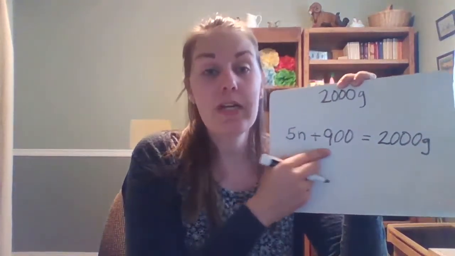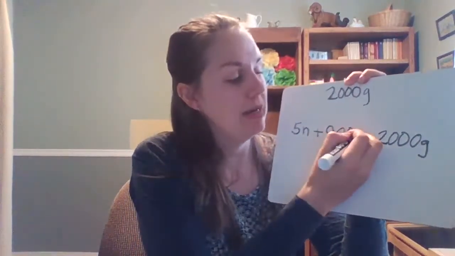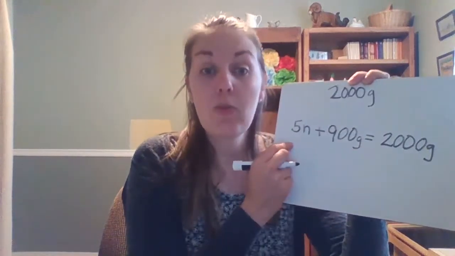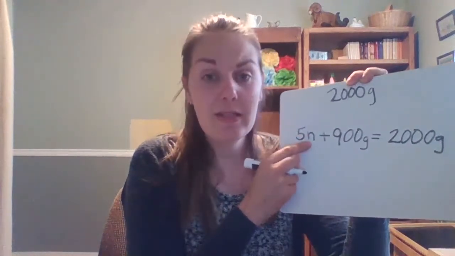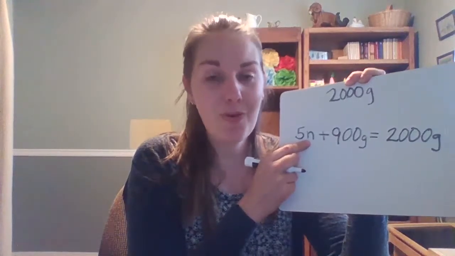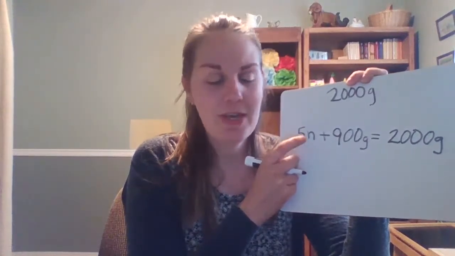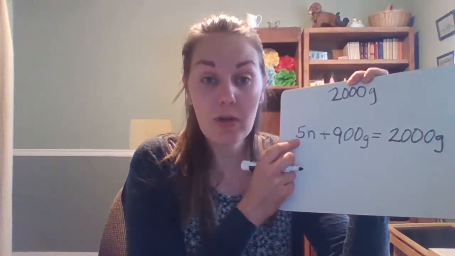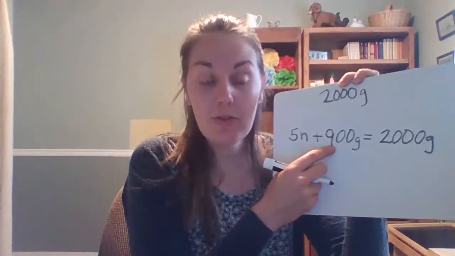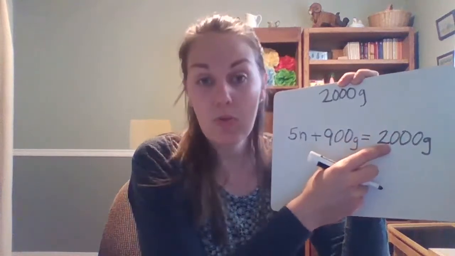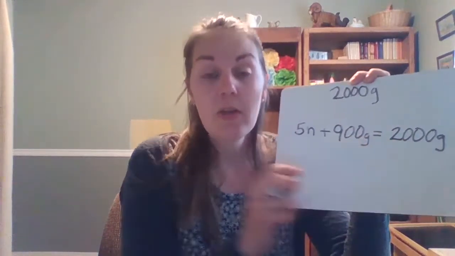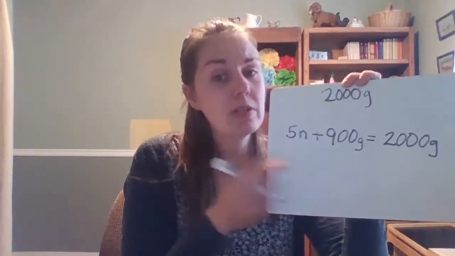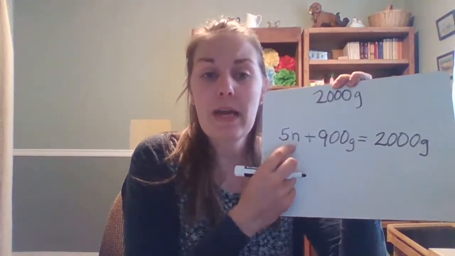This way I've just written it out so that we can get an idea of it with our equation. So I have 5N, where N is the number of quarters, I don't know why I keep saying nickels, times 5 grams for each quarter, plus the 900 grams for the jar equals a total weight of 2,000 grams. So now we're going to work backwards so that we can find out what that N would be.